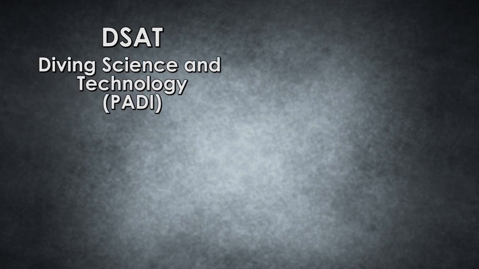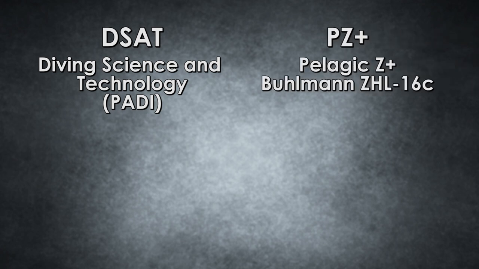DSAT is from Diving Sciences and Technologies. You've probably already seen this in a PADI repetitive dive table. PZ Plus is Pelagic Z Plus, which is based off the Bühlmann ZHL-16C data. But what's the difference?